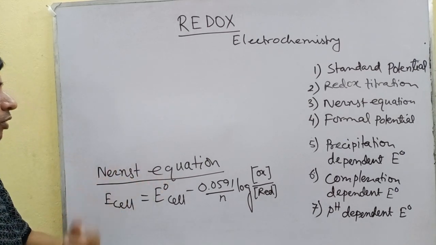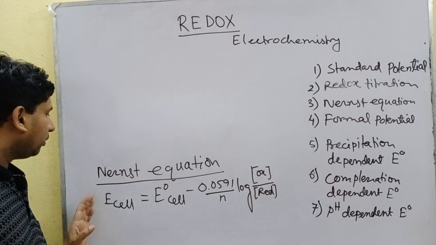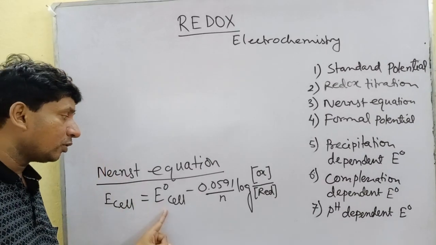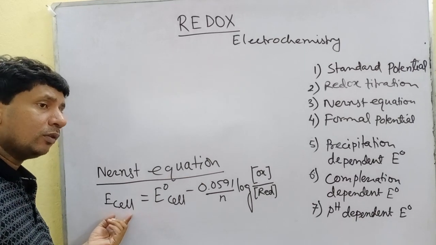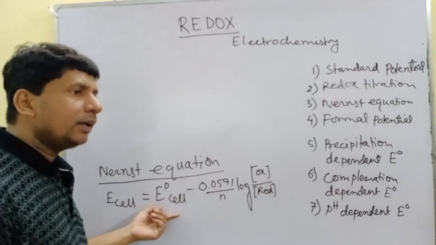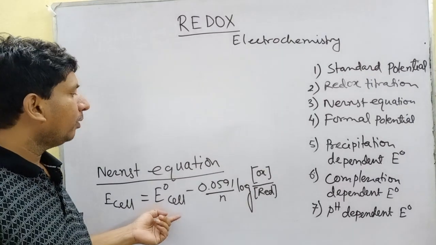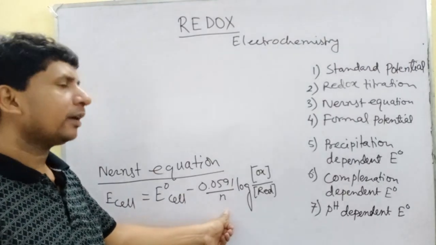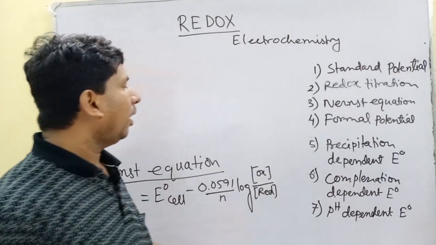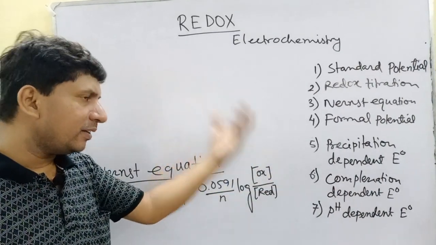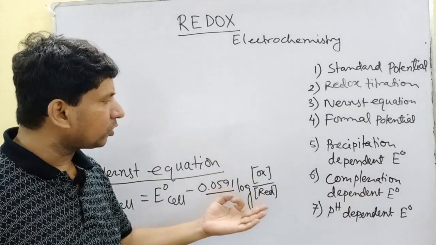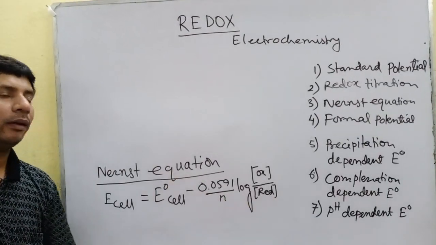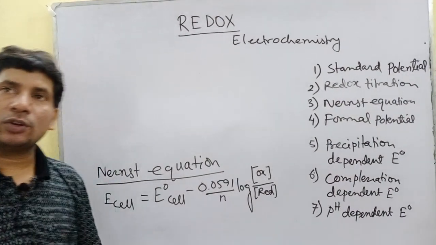Now the Nernst equation: the cell potential, that is the electromotive force of a cell, equals the standard electrode potential E0 cell minus 0.0591 by n, where n is the number of moles of electrons exchanged in the redox reaction, times log of the concentration of the oxidized product divided by the concentration of the reduced product. So this is the Nernst equation.